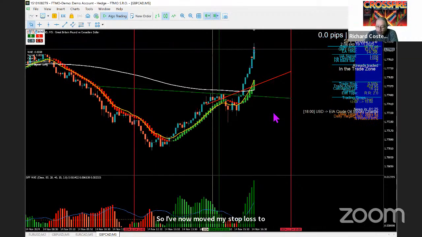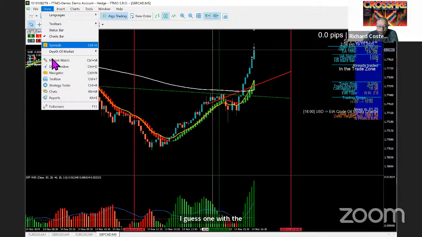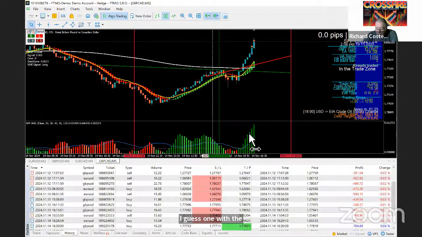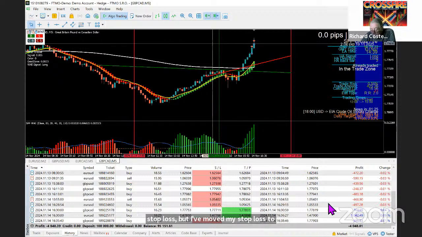So I've now moved my stop loss to above my entry, so I cannot lose on that trade. And I would quite often do that. There we go. It's just taken me out. Let me go to the toolbox. I've won something on there. I don't know what I've won. There we go. So this afternoon, that trade there hit my stop loss, but I've moved my stop loss to above break even. So I only won $186 on that one, but I didn't lose.